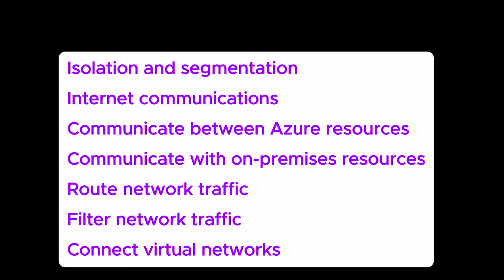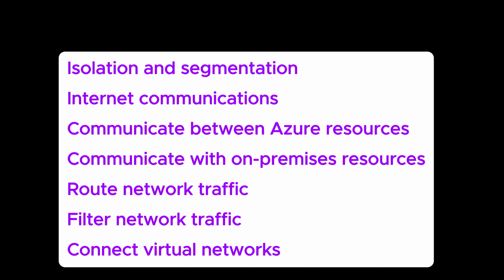The third way to communicate with on-premises resources is Azure ExpressRoute. It provides a dedicated private connection to Azure that does not travel over the internet. ExpressRoute is useful for environments where you need greater bandwidth and even higher levels of security.